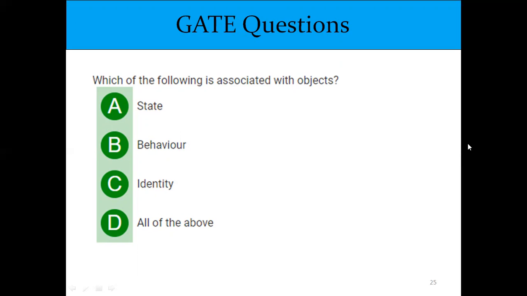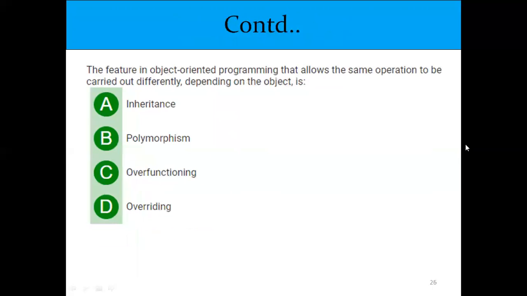Which of the following is associated with an object? A, state; behavior; identity; all of the above. Yes, everything is associated with an object: state, behavior, identity, as I mentioned in the first slide. So the answer is all of the above.